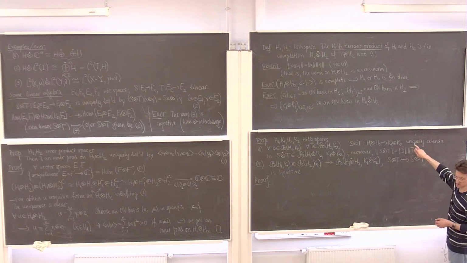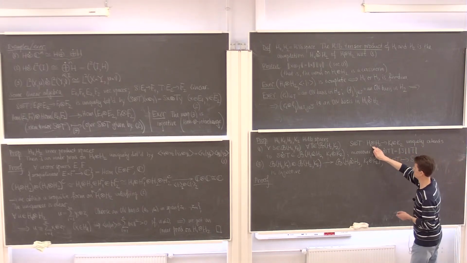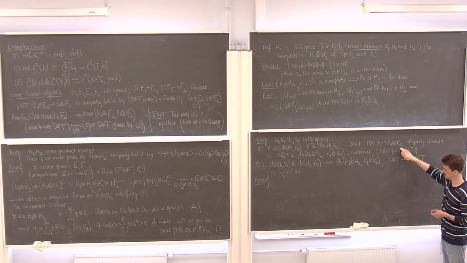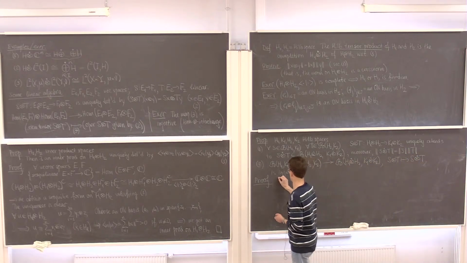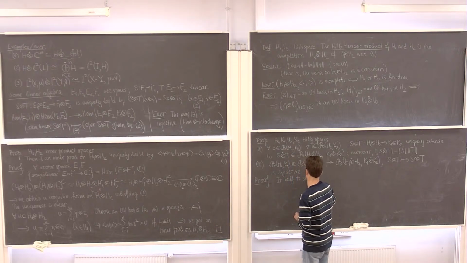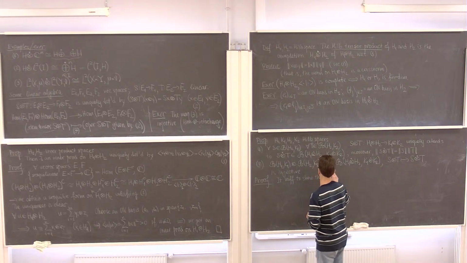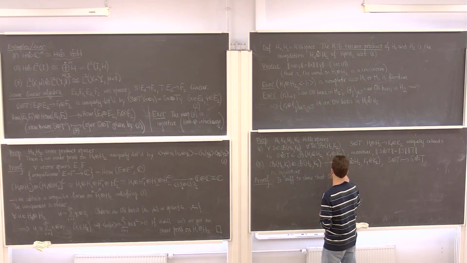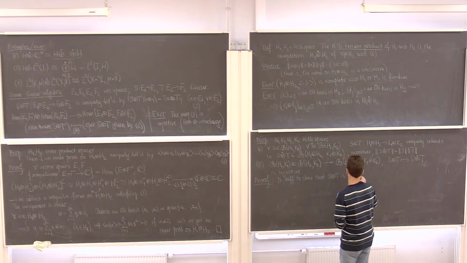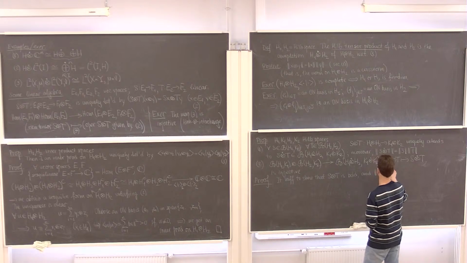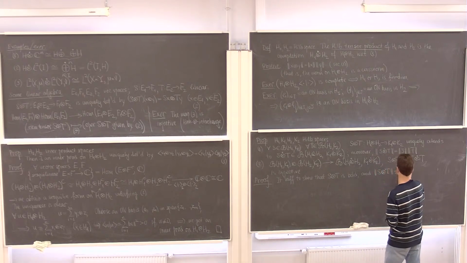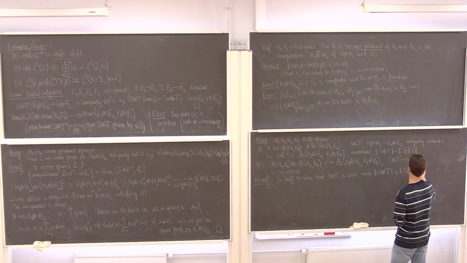Well, to prove this result, let's observe that it actually suffices to show that this map between the uncompleted tensor products is bounded. It suffices to show that S tensor T is bounded and that the norm of this, again, uncompleted tensor product satisfies the following estimate.